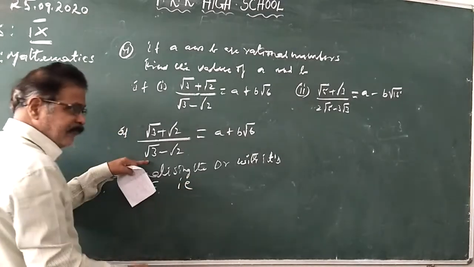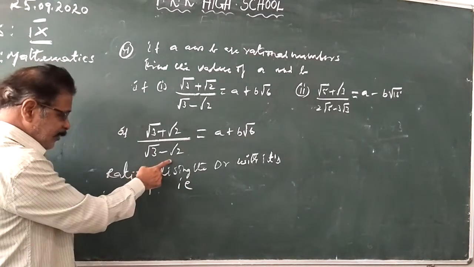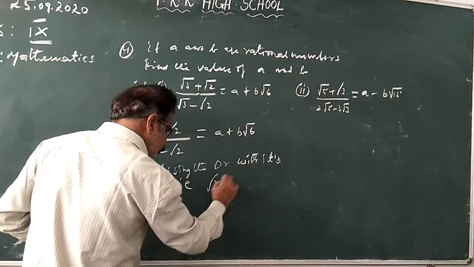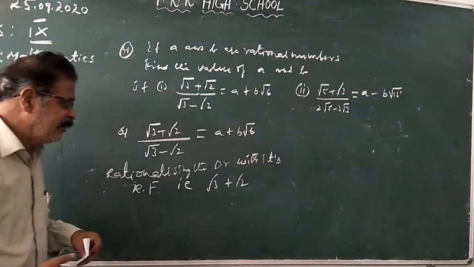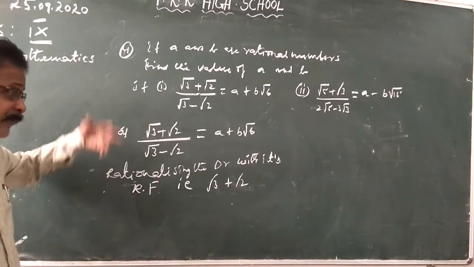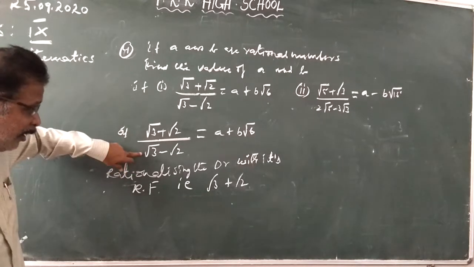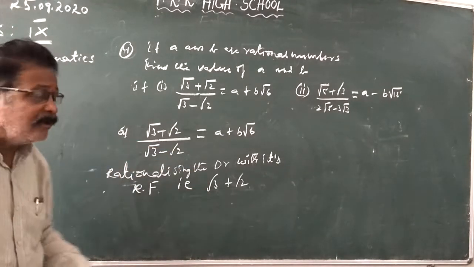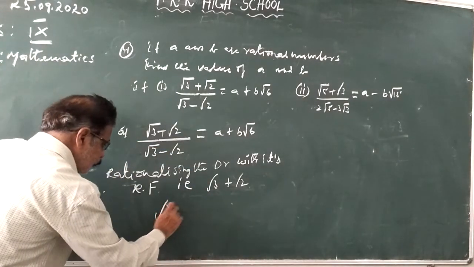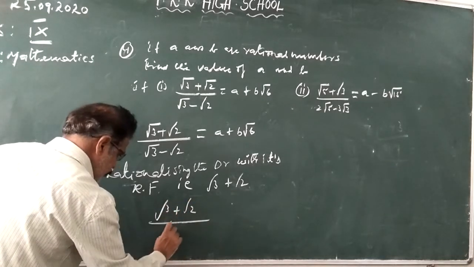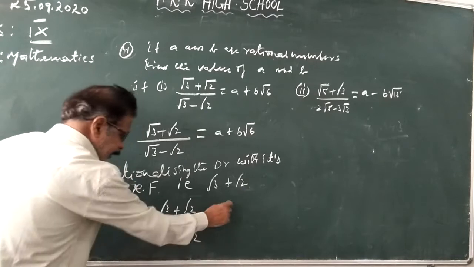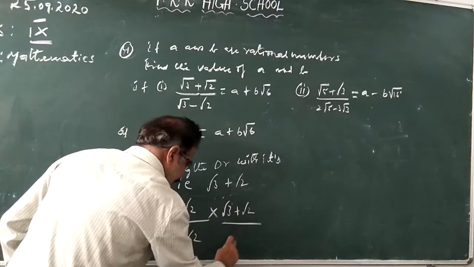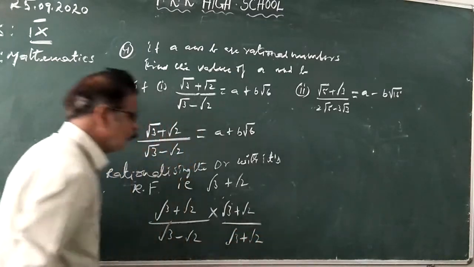The RF of root 3 minus root 2 is what? Root 3 plus root 2. We are rationalizing the denominator with its RF. Whatever denominator is there, what is its RF? The conjugate of root 3 minus root 2 is root 3 plus root 2. So root 3 plus root 2 by root 3 minus root 2, multiply numerator and denominator with RF, root 3 plus root 2 by root 3 plus root 2.